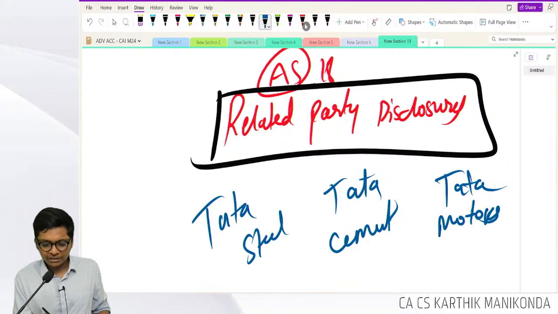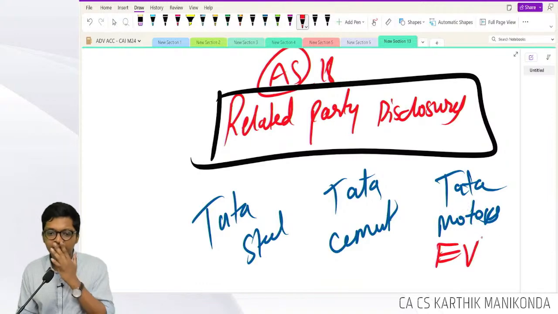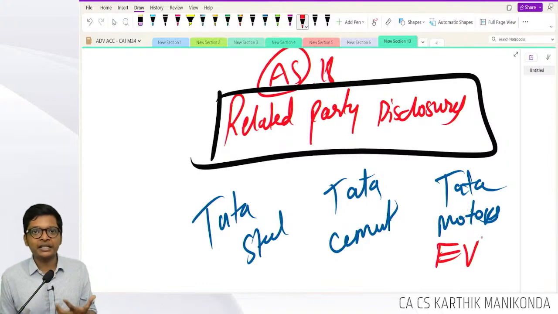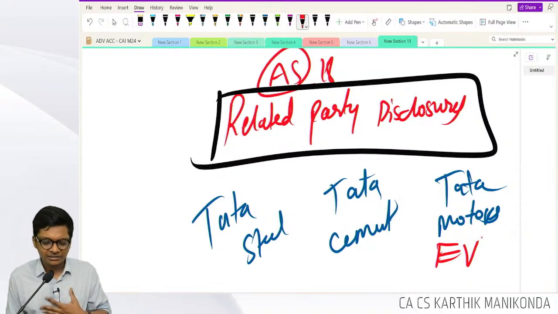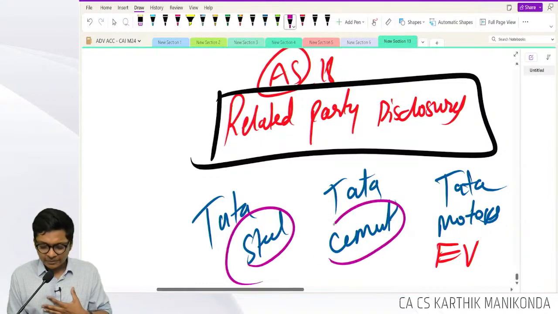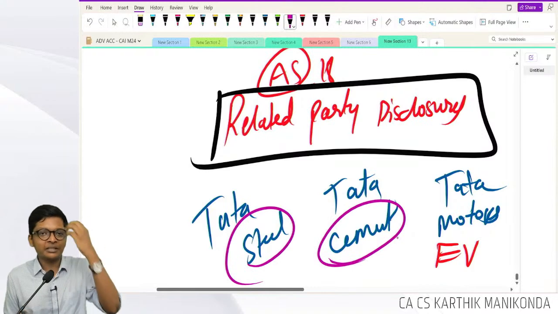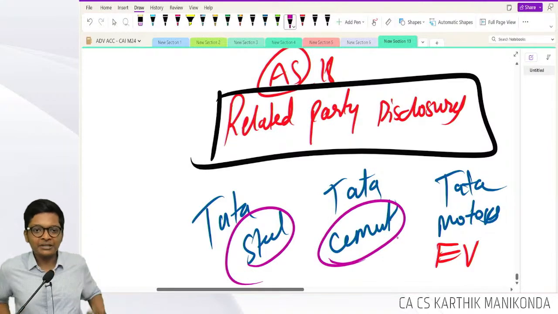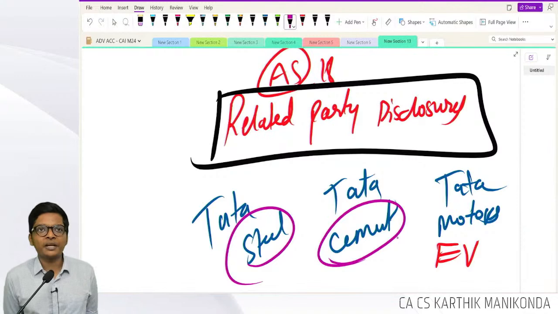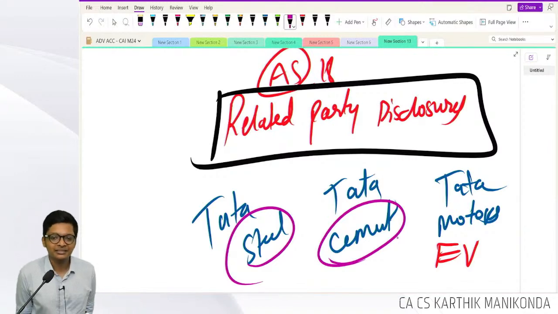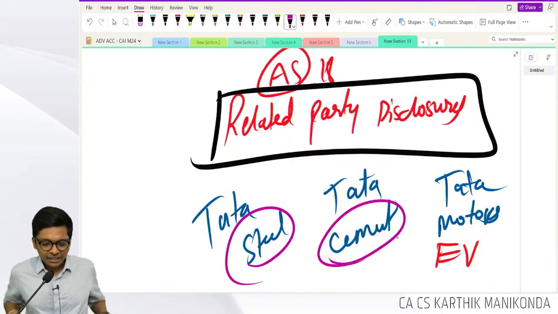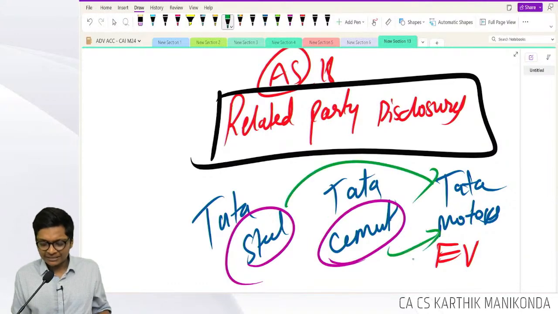Now Tata Motors is launching a lot of electric vehicles. So they're building a new factory for construction of electric vehicles. For the purpose of steel and cement, will Tata Motors buy from somebody else or will they buy from Tata Steel and Cement? Of course they will buy from Tata Steel and Cement. Yes or no, guys? Therefore, the question is, these are related party transactions. Will it be at market price?